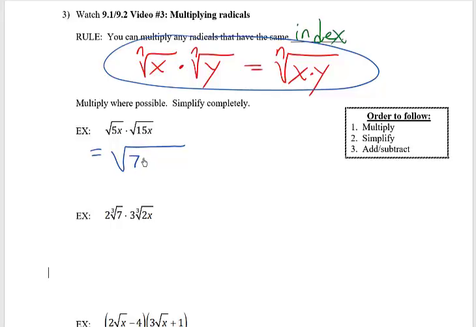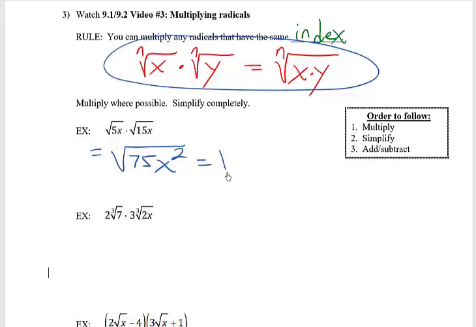5 times 15 is just 75. x times x is x squared. When I multiply two square roots, I get a square root. Now, is that my final answer? Well, maybe so, maybe not. What I do have to check next is to see if I can do any simplifying. In other words, the good, bad, radical stuff.